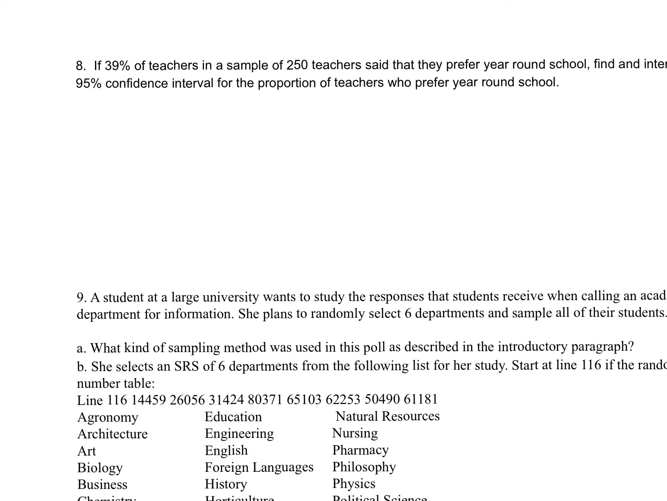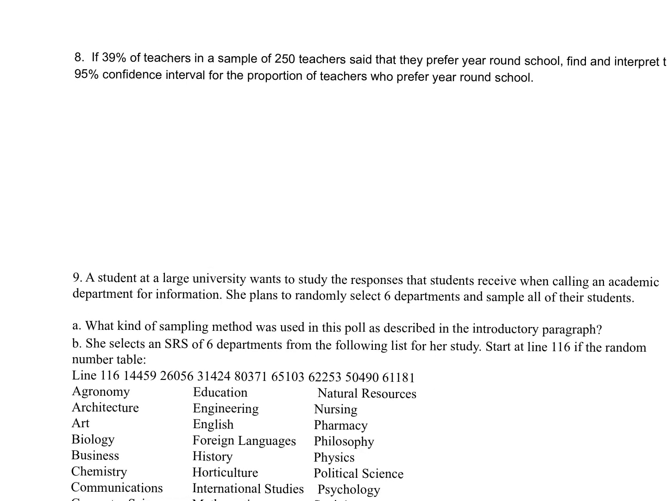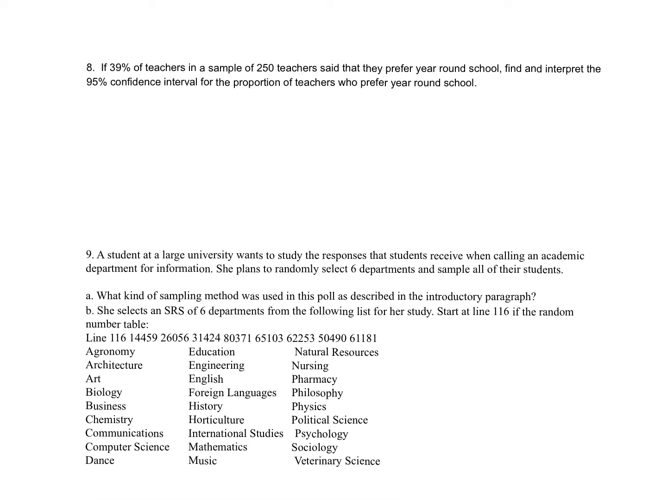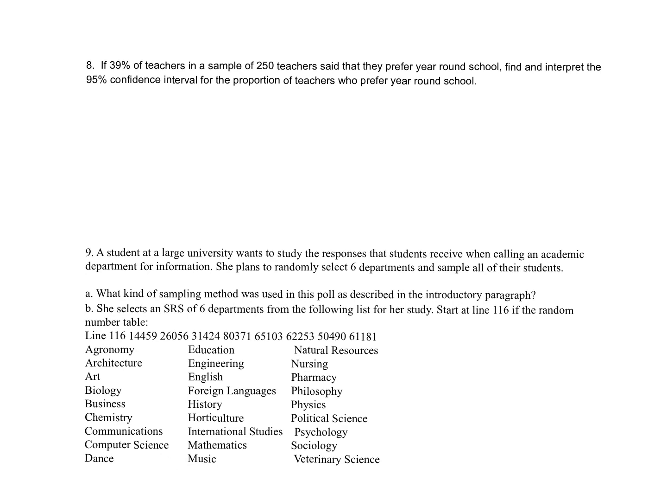All right, let's look at a couple more examples of those kind of things. So here's another kind of problem. This says, if 39% of teachers in a sample of 250 teachers said they prefer year-round school, find and interpret the 95% confidence interval. So very similar to what we just did. So first thing I have to do is find the margin of error, which is 1 over the square root of n. And in this case, n is how many I surveyed, which is 1 over the square root of 250.